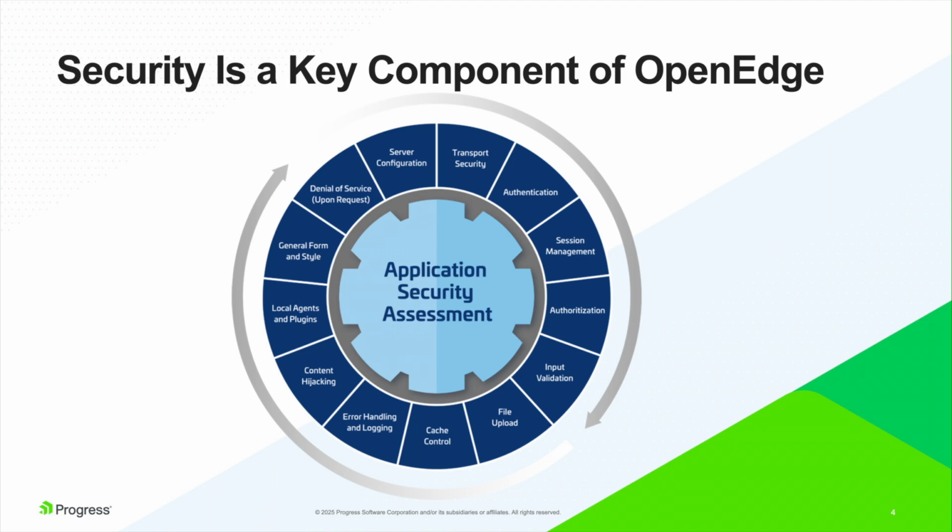This diagram shows all areas of security that you can and should consider for an enterprise business application. It covers all aspects of running your application and the types of vulnerabilities that could exist. On this wheel, OpenEdge provides software and/or guidance in the areas of server configuration, transport security, session management, and authentication. You can see those at the top right hand of the wheel.